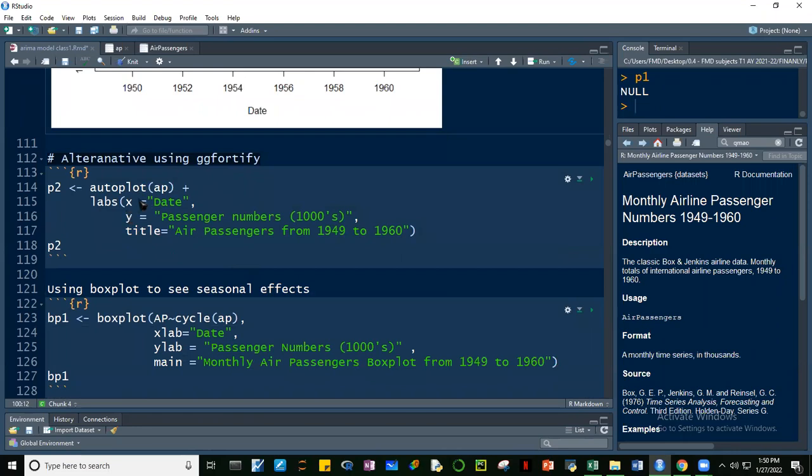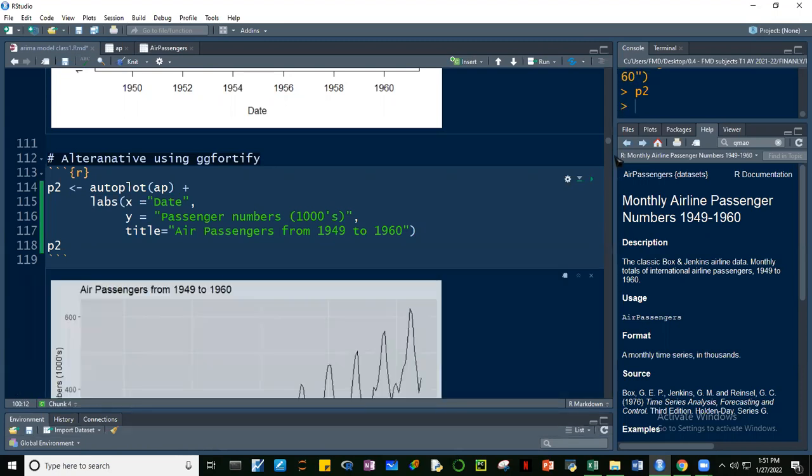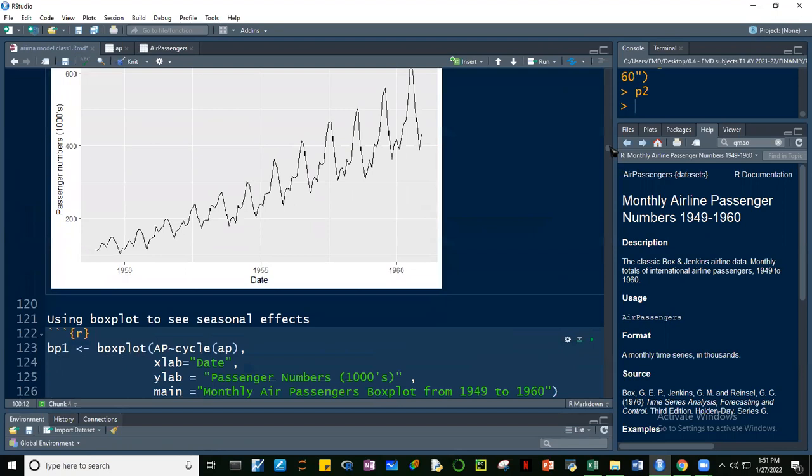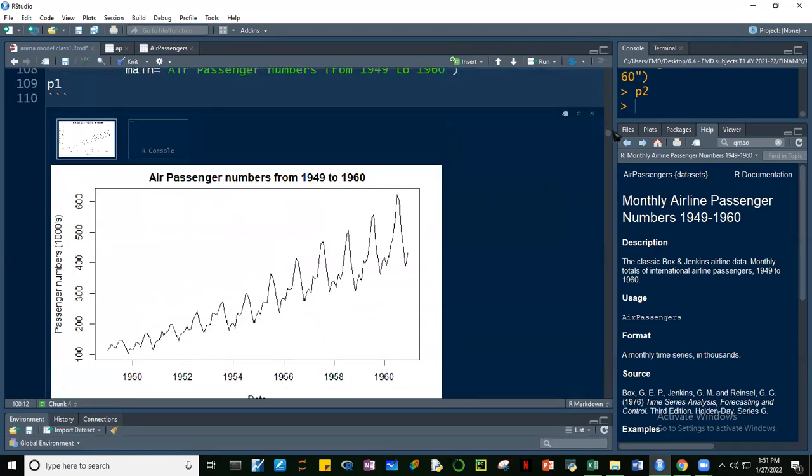Okay, of course, there's another way to do this. We can use the autoplot. This is from the ggplot2 package. If we plot this, since we have already loaded ggplot2, it is the same, only the syntax of autoplot is different. Autoplot of AP plus the label. Those of you who are my students in FINTSAR know this is the syntax of ggplot2. Okay, same lang naman, it is a matter of choice.